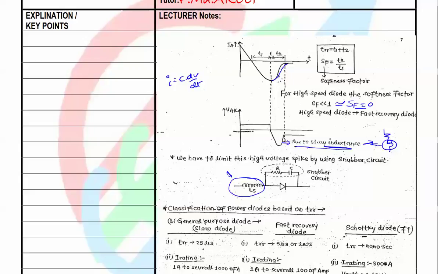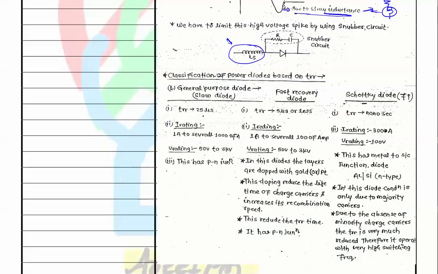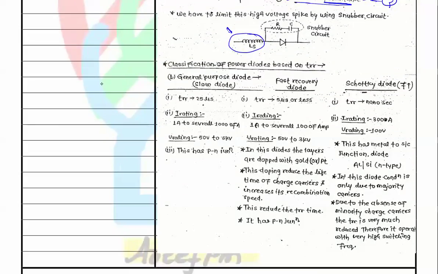Next one, classification of diodes we will see. In classification of diodes, based on the reverse recovery time TRR, we can decide whether a diode is a fast diode, general diode or Schottky diode. So the TRR is 25 milliseconds means it's a general purpose or slow diode which is used in laboratory, that is IN4007 as an example. The current carrying capability is maximum 1 amp to several thousands of amps. The voltage rating is 50 volts to 5 kilovolts, and this is a normal PN junction diode.